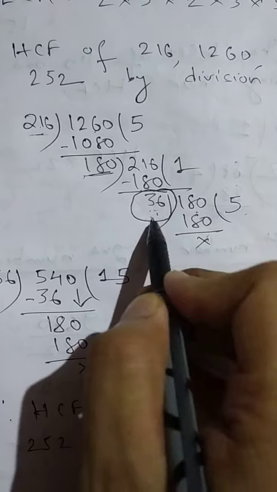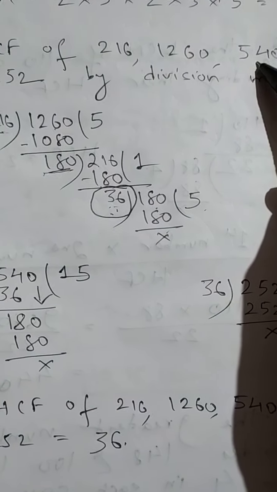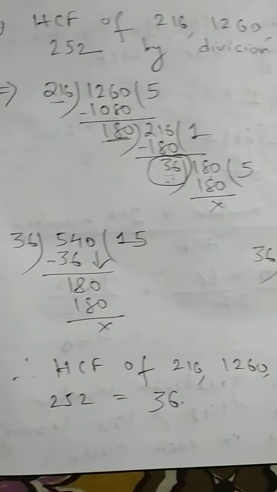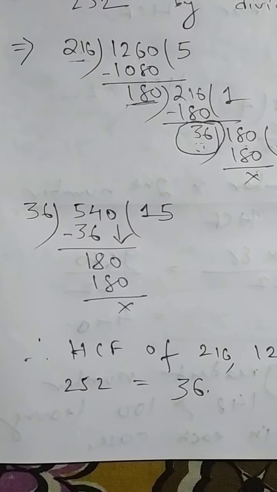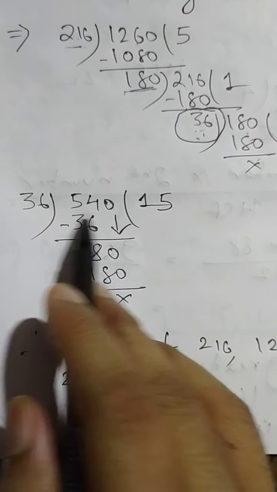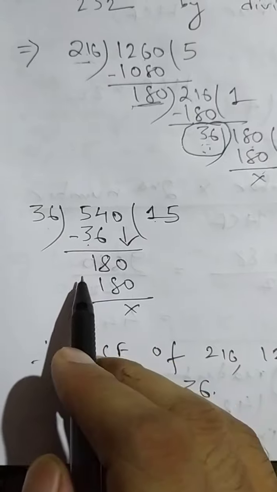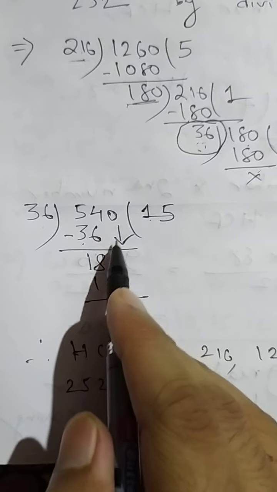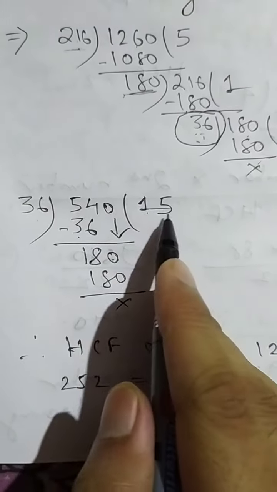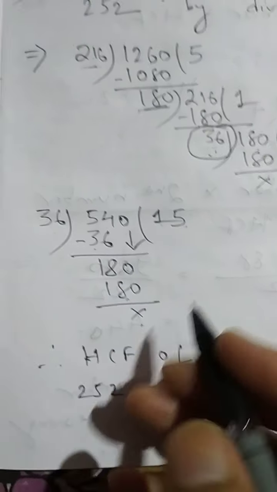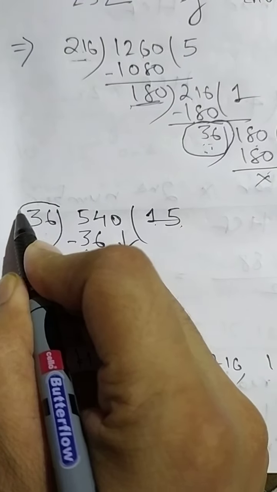Now with this HCF 36 you have to divide the third number, 540. So this one, 36 1s are 36. After subtraction it is coming 18. Then write down this 0, 180. Then 36 5s are 180. Finish. Then again the last divisor 36 is the HCF.